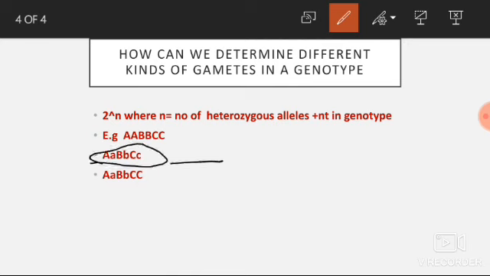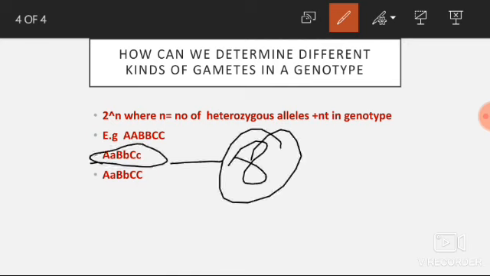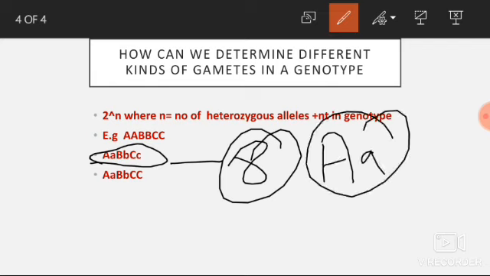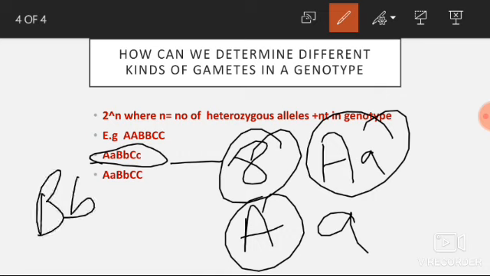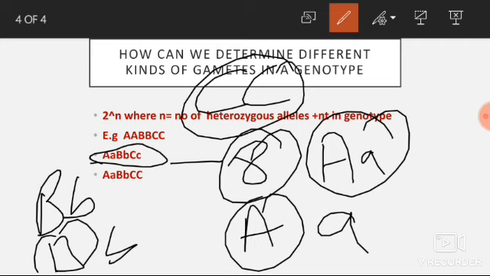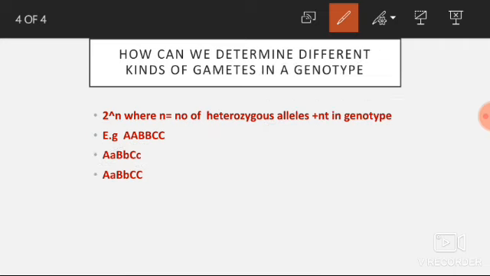In this case, the number of gametes will be 8, as in the heterozygous condition 2 types of gametes are formed: capital A, small a; in case of capital B, small b; and in this case capital C, small c. So the number of gametes will be 8.